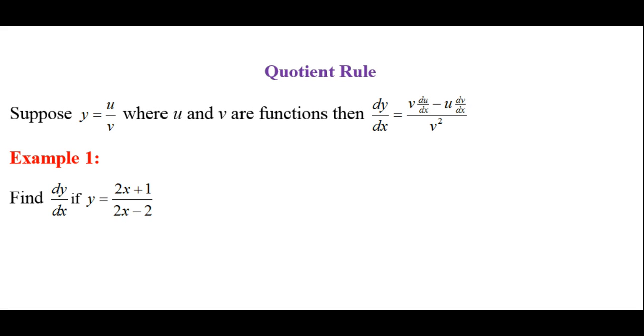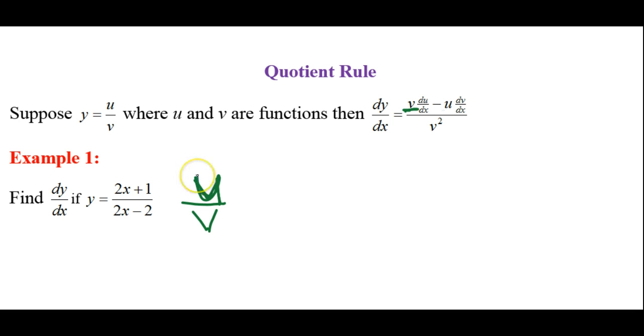So example number 1 under quotient rule. Here we are to find dy dx given the function 2x plus 1 on 2x minus 2. And so once again, we can let the numerator be u and the denominator be v. You can also go the other way around, but then the formula will change, because you always hold the denominator first here before the numerator comes second. And note that since subtraction is not commutative, if you interchange the position, you might get it wrong.